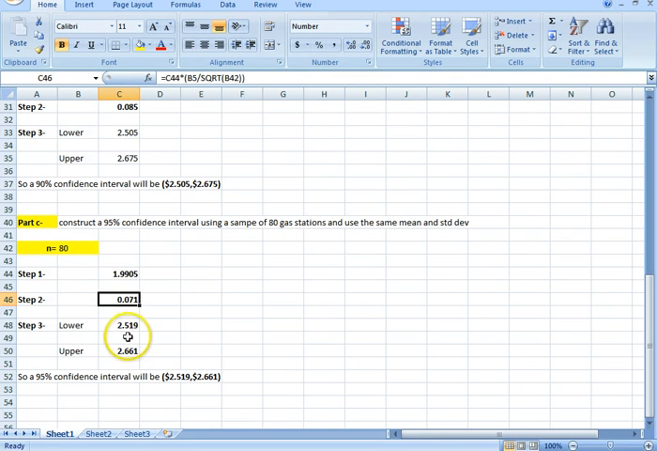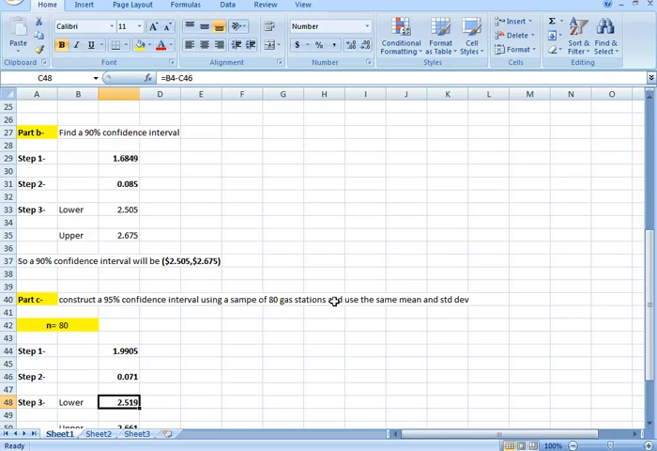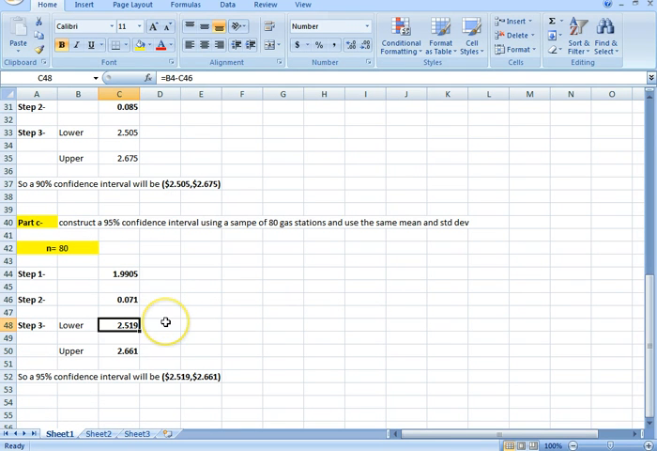Using that number, we calculate our margin of error again, and we get 0.071. Using that margin of error with our mean, which is still $2.59, we can calculate the lower limit as 2.519, the upper limit at 2.661, and we can again say a 95% confidence interval, using now 80 as our sample size, is an interval of $2.519 up to $2.661.